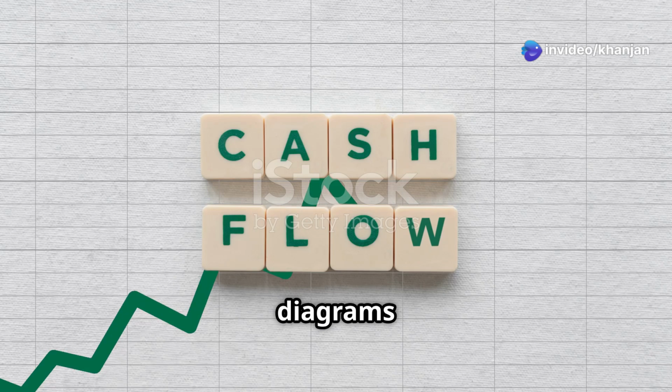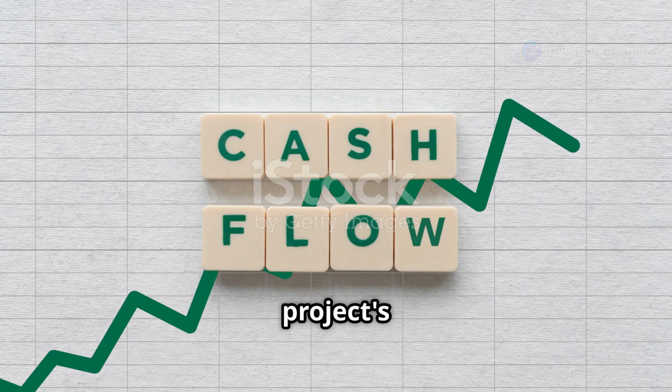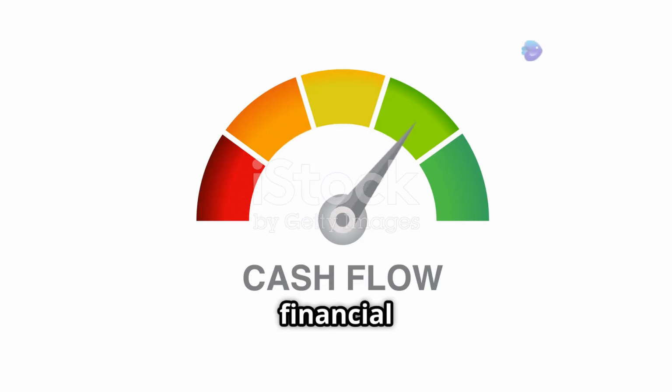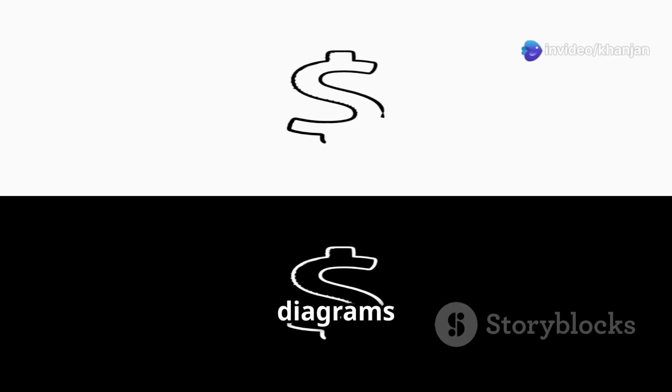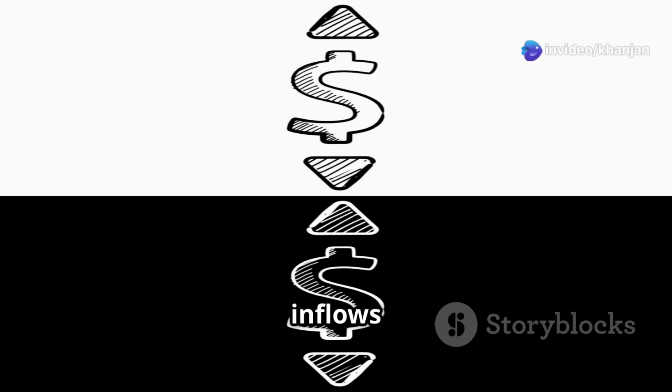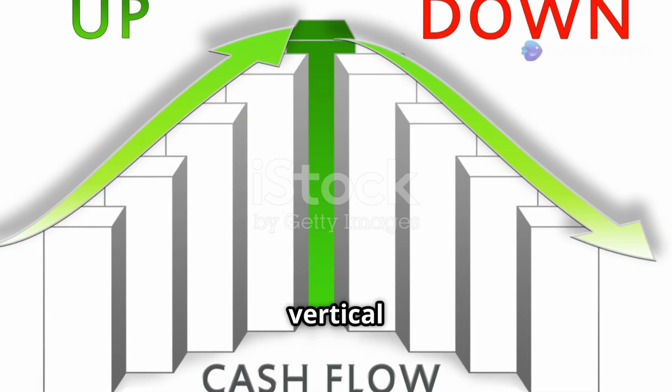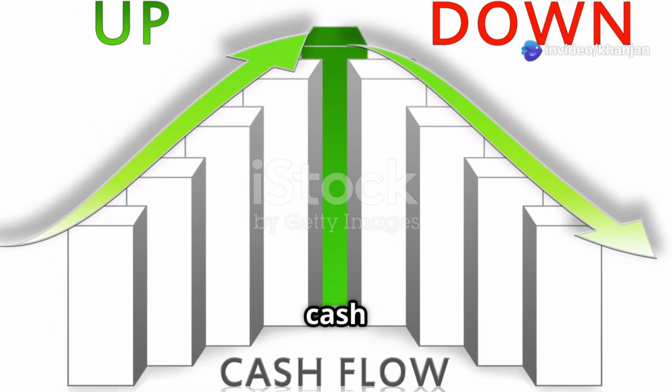Cash flow diagrams are visual representations of a project's financial timeline. They depict the inflows and outflows of cash over time, offering a clear picture of the project's financial health. These diagrams use arrows to represent cash flows, upward arrows for inflows, revenues, and downward arrows for outflows, expenses. The horizontal axis represents time, typically in years, while the vertical axis denotes the magnitude of the cash flow.